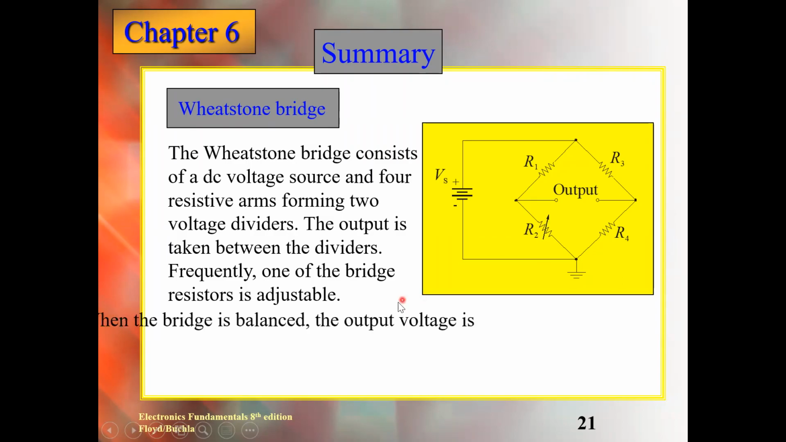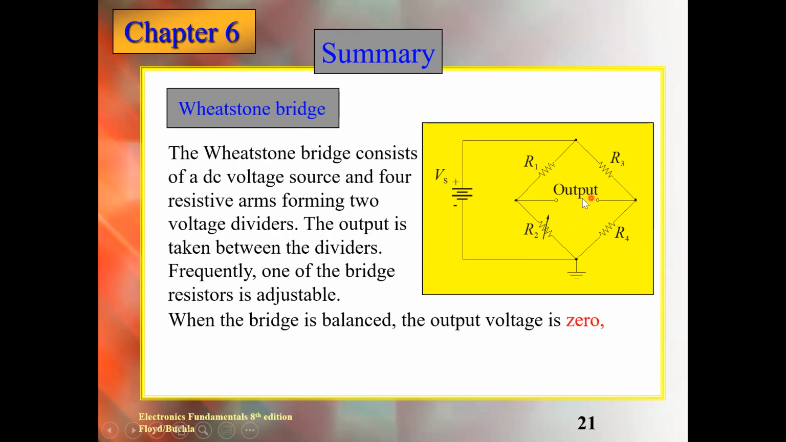Now we say the bridge is balanced or the bridge is unbalanced. When the bridge is balanced, the output voltage which we are getting here is basically 0. You will be getting 0 output when the bridge is in the balanced condition.